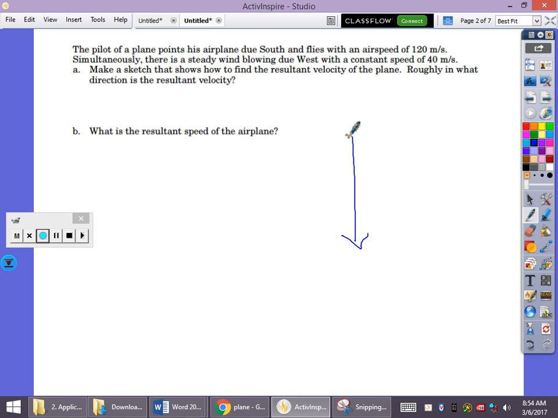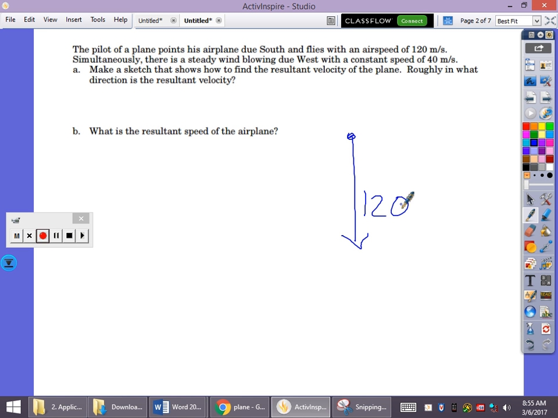There's my airplane, and it is traveling at 120 meters per second. I think it's supposed to be meters per second, sorry. It's an airplane, not a car. It goes fast. Now, there is a wind blowing on the plane. The wind is blowing west.